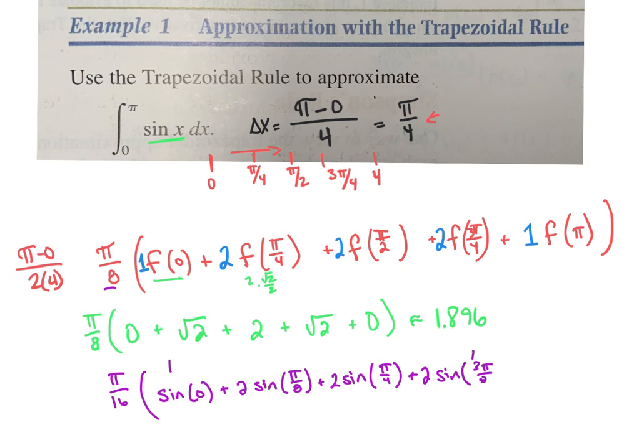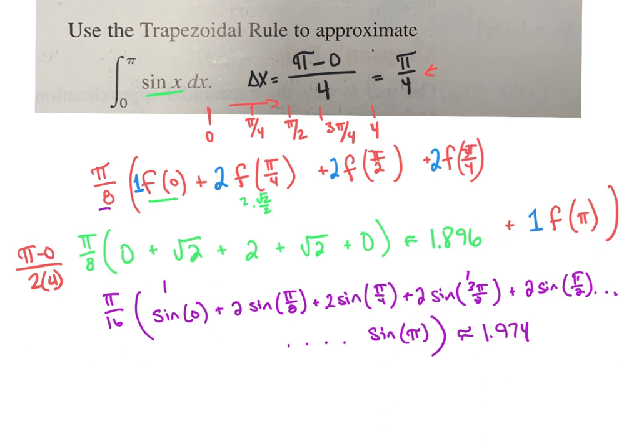See what's happening here? Right? And then the sine of 4 pi over 8, which is just pi over 2, and so on and so forth. And you would do that all the way until you get to the sine of pi at the end there. And that is your approximation. And when you do that guy, you get 1.974. Okay?